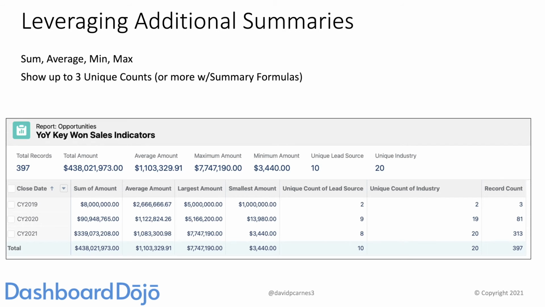Well, 3 years ago, we sold to 2 because we were just getting started in the business. And then maybe the next year we broke ground in 2 more regions. And then finally this year we've sold into 6 regions. Well, if that's a pick list on the account level or on the opportunity level, I can show the unique count. So let's go take a look at this.